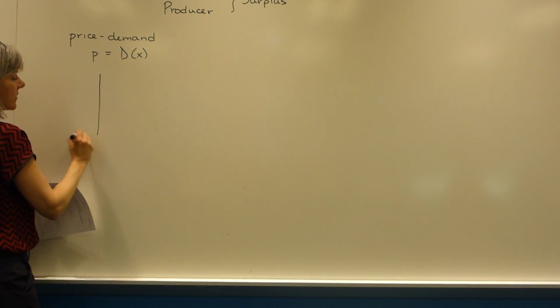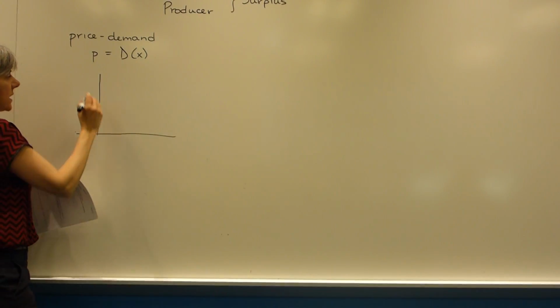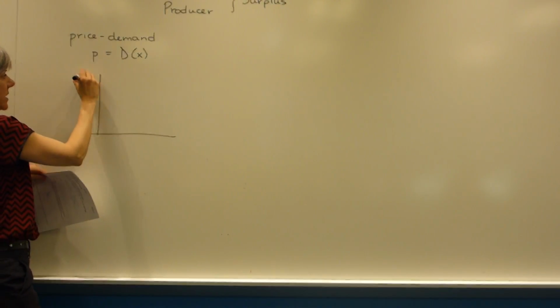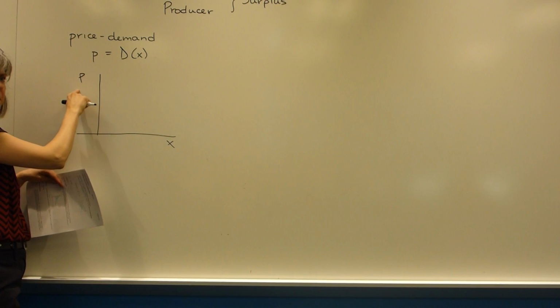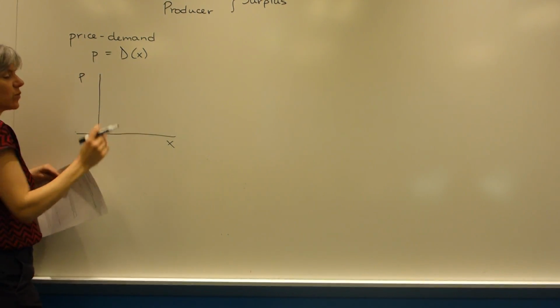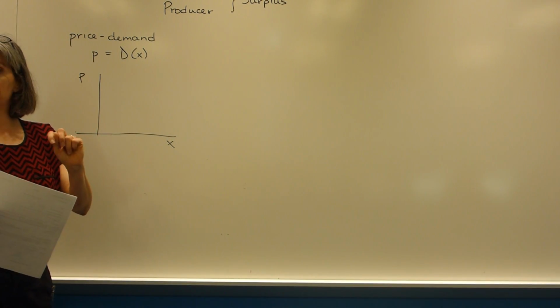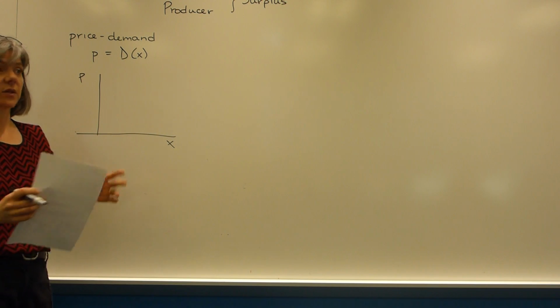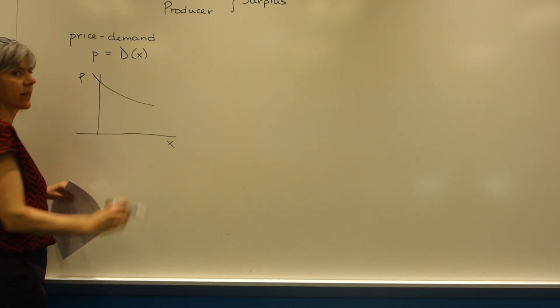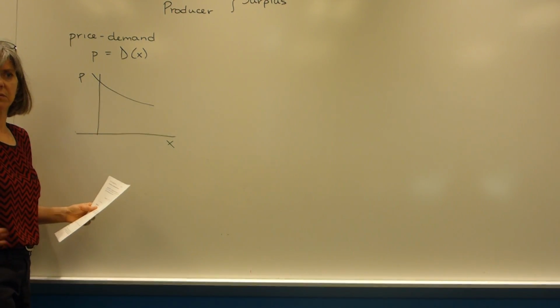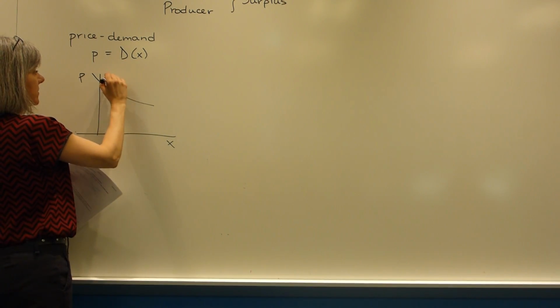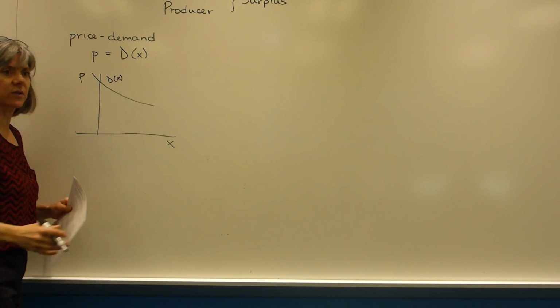All right. So if we were to draw these, and this is P on this axis and X here. So remember, X is always the number of items. P will be our price. And in this case, what do we know? We know that as price increases, what happens to demand? It goes down. So let's just say it looks like that. Okay, so this is our demand curve, our price demand curve.